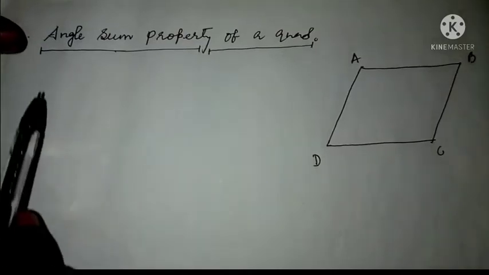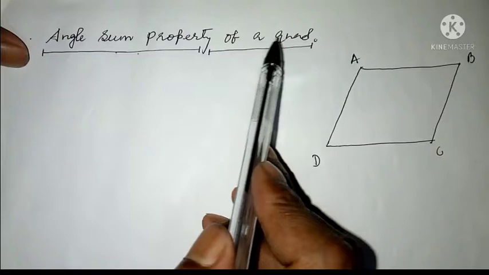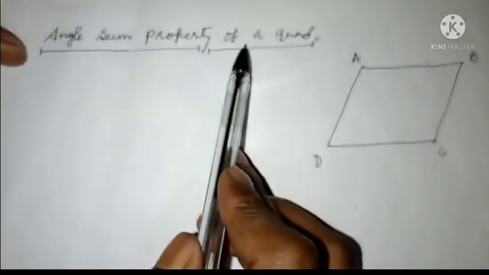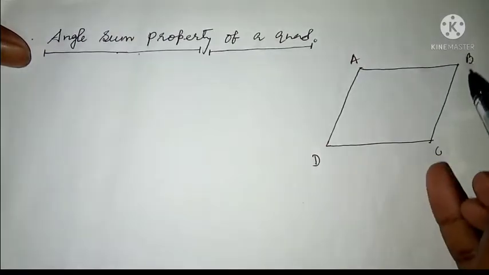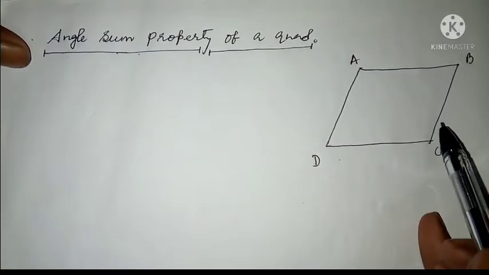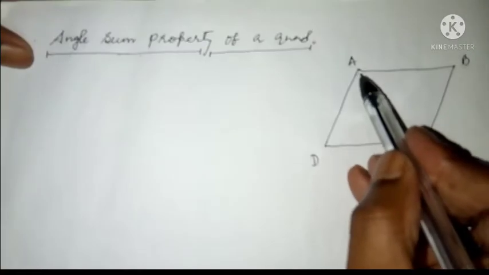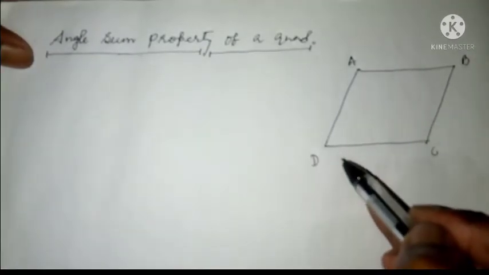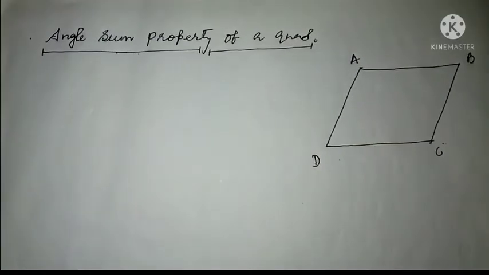Now see the angle sum property of a quadrilateral. Angle sum property means, we have how many angles here? A, B, C, D. That means we have 4 angles. I have to show that when I add the values of all these 4 angles together, it should always give me 360 degrees.